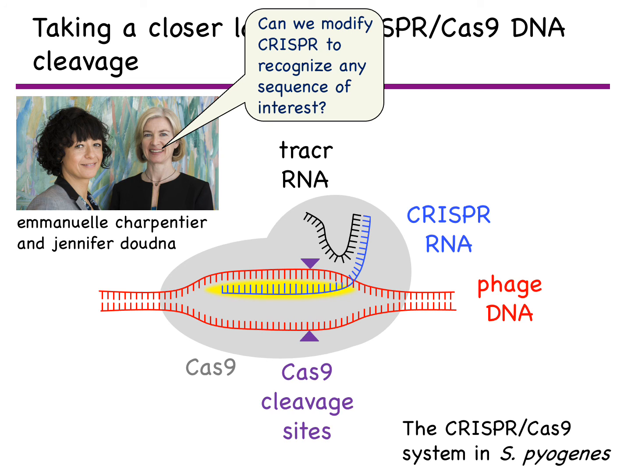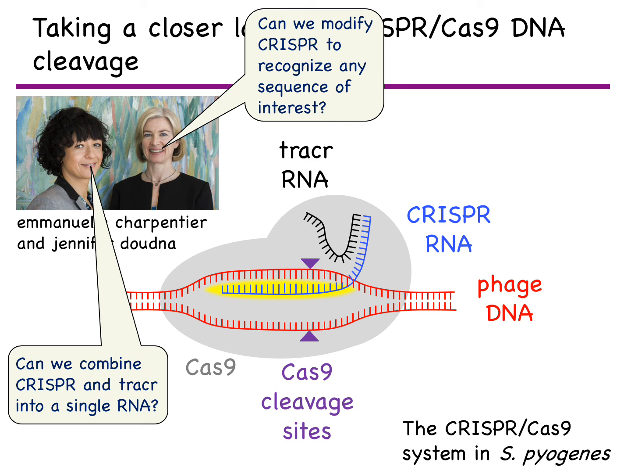The other question was, I didn't mention this, but for this system to work, you also have to have this tracer RNA. This is this black RNA that's base paired to the CRISPR RNA. These are two separate RNAs. I didn't describe that, but the tracer RNA is also important for function. It's not immediately clear what role it plays, but if you don't have it, you don't see this cleavage event occur. So they also asked, can we combine CRISPR and tracer into a single molecule? So they could make one single molecule that has both of these sequences, joined together.